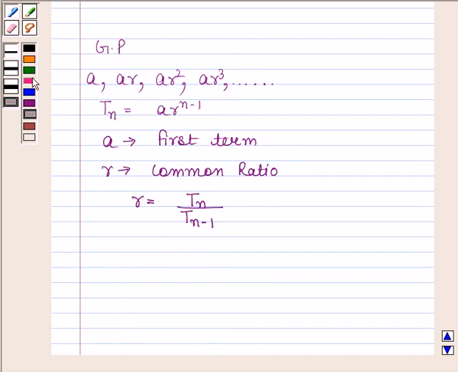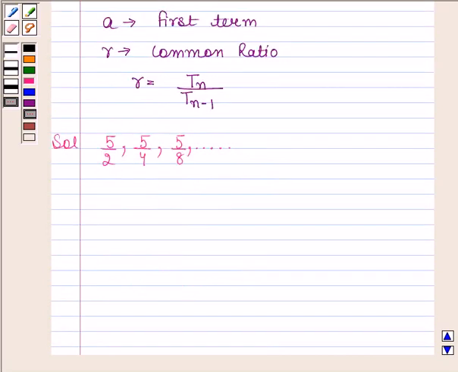Let's now begin with the solution. Given geometric progression is 5 by 2, 5 by 4, 5 by 8 and so on. We have to find the 20th and the nth term. So let's first find the 20th term. Now here, A, that is the first term, is equal to 5 by 2.